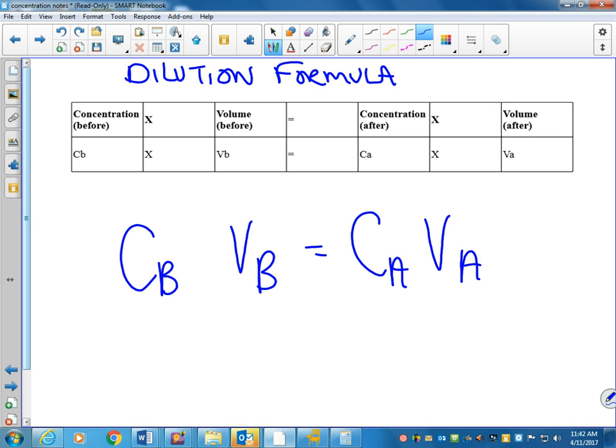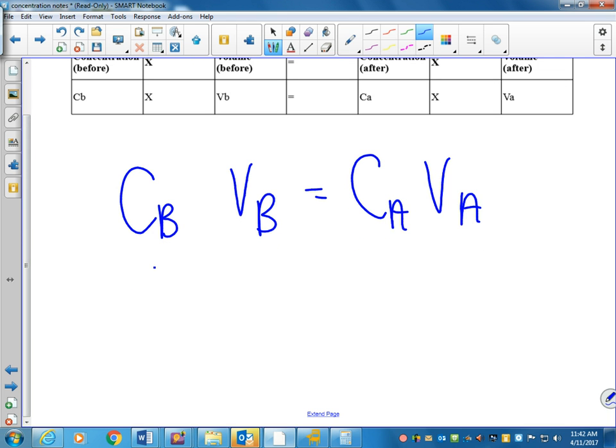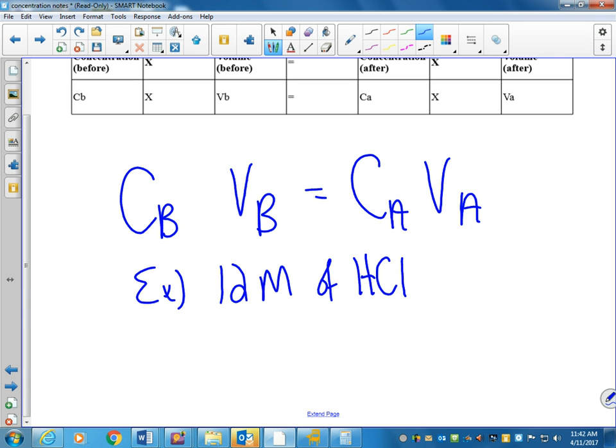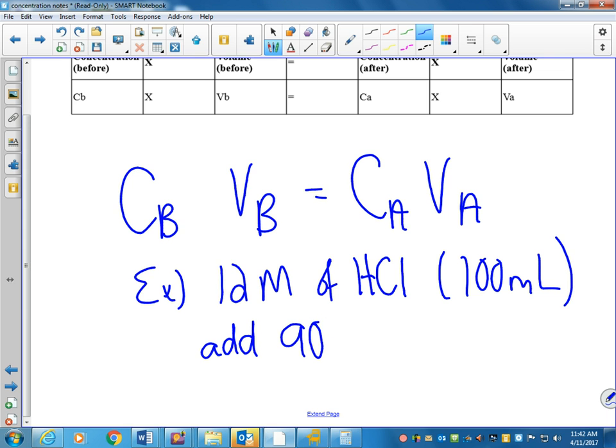So, let's say I take 12 molar solution. So let's do an example. If I take 12 molar solution of hydrochloric acid, I'm going to take 100 milliliters of it. I'm going to add 900 milliliters. What's my new concentration?